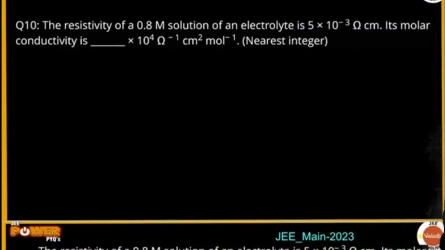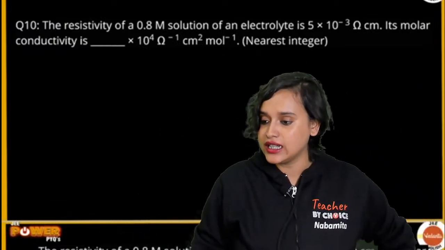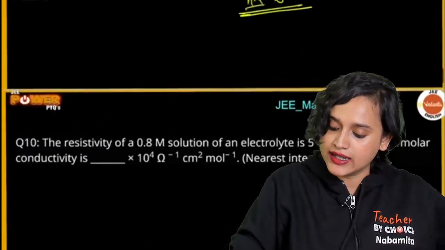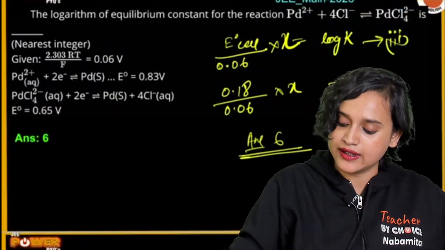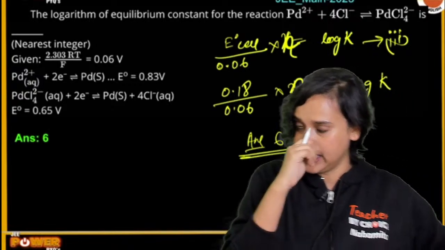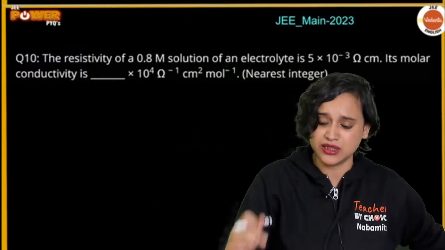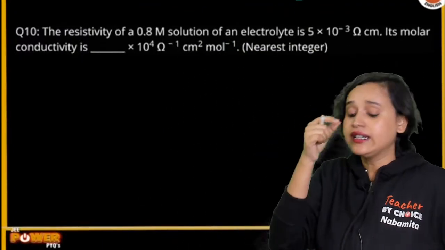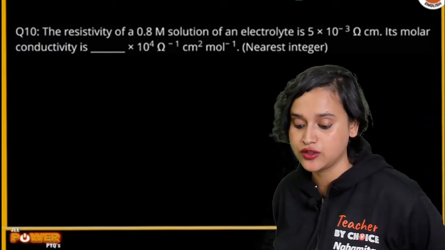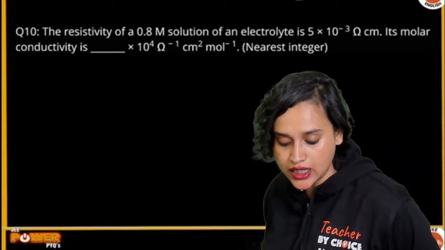The resistivity of a 0.8 molar solution of an electrolyte is 5 into 10 to the power minus 3. All you have to do is, for x equal to 2, you can also write it as n. Just write it as n, that will be easier. X, n, whatever, it's just a variable. The resistivity of a 0.8 molar solution of an electrolyte is 5 into 10 to the power minus 3 ohm centimeter. What is the molar conductivity?